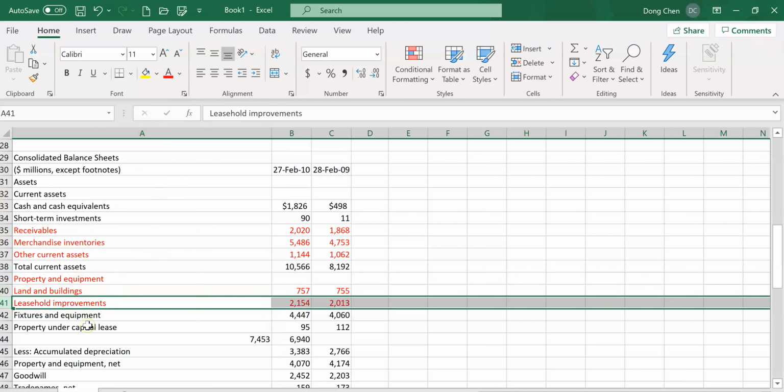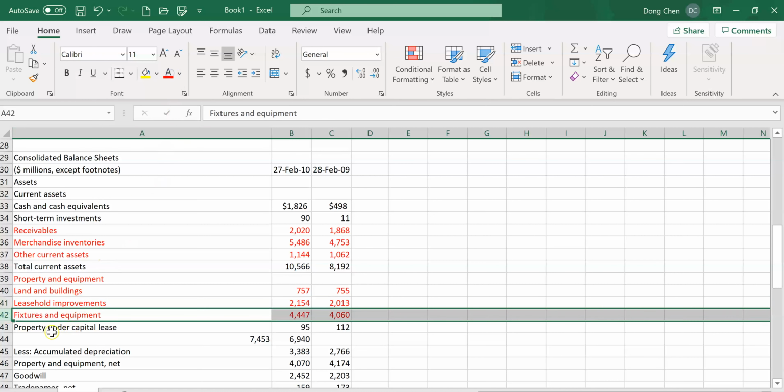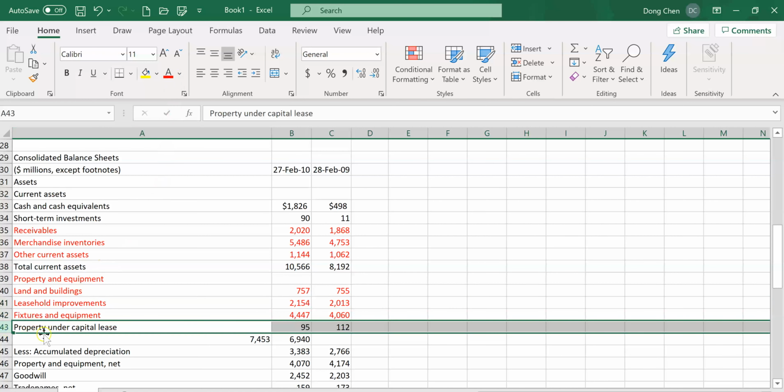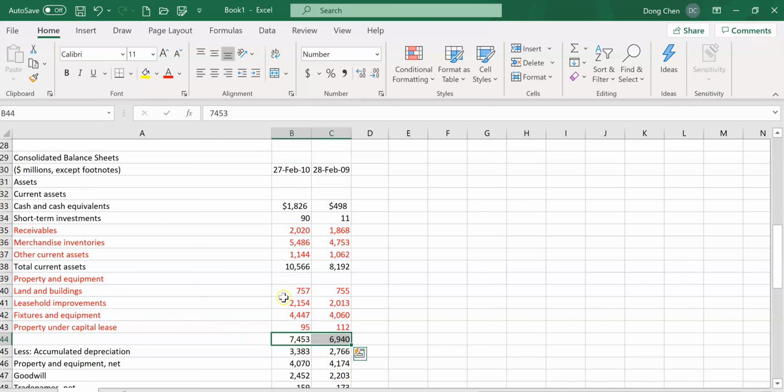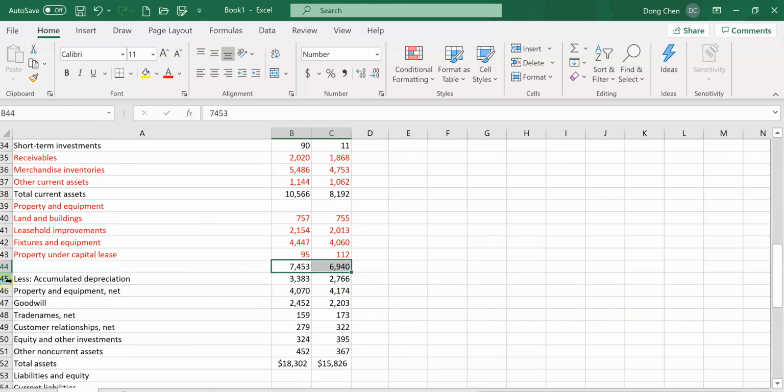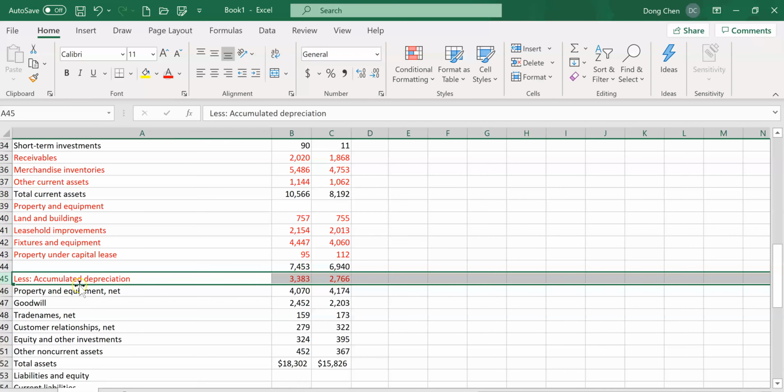And this is like doing some improvement on the leased asset. So this is also treated as an operating item. Fixtures and equipment also operating, and property under capital lease, this is also treated as operating. And these two numbers actually should be here because this basically sums up all the fixed assets, and then we subtract the accumulated depreciation, and then we get this net PPE.